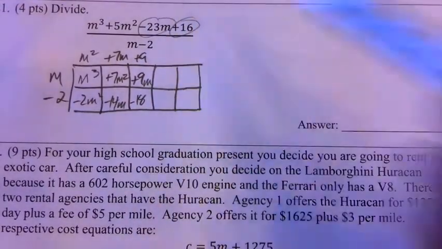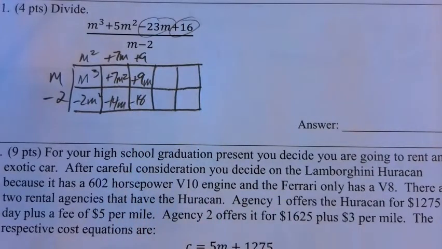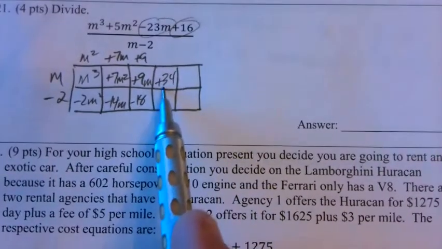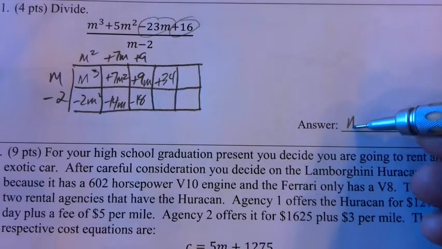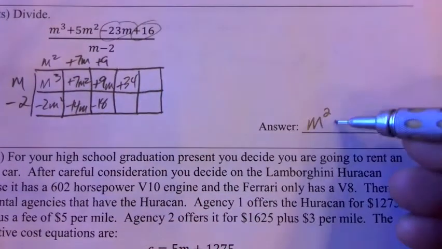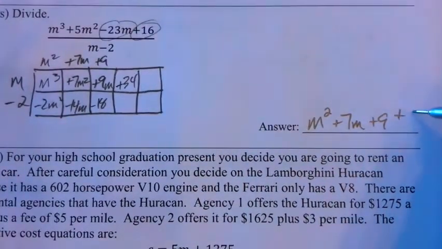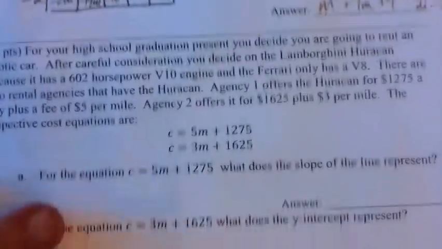Okay, I need to get positive 16. And I don't have that. That tells me there's going to be a remainder. 34, right? Because negative 18 plus 34, yeah, that makes 16. That's my remainder. So my answer is m squared plus 7m plus 9 plus my remainder, plus 34 over the divisor, m minus 2. And that's it. Okay, cool. Moving on.